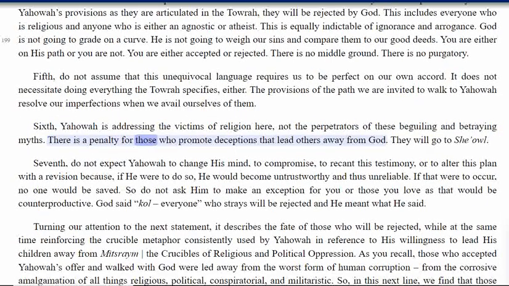Sixth, Yahweh is addressing the victims of religion here, not the perpetrators of these beguiling and betraying myths. There is a penalty for those who promote deceptions that lead others away from God. They will go to Shaul.